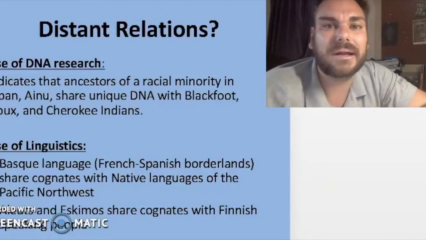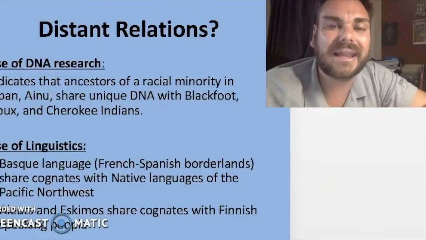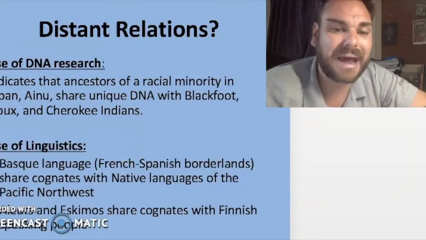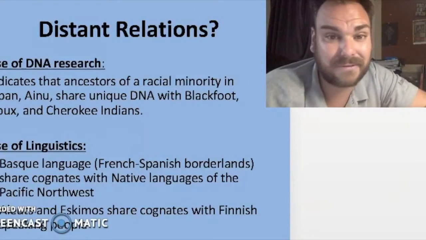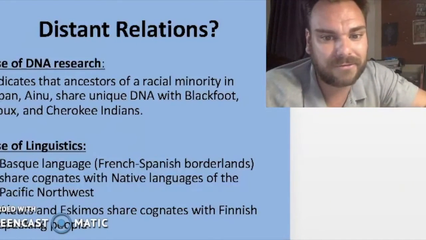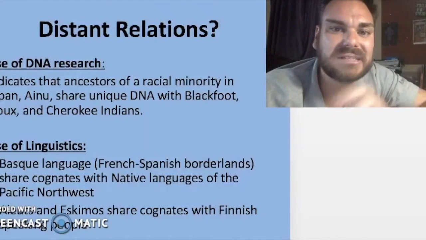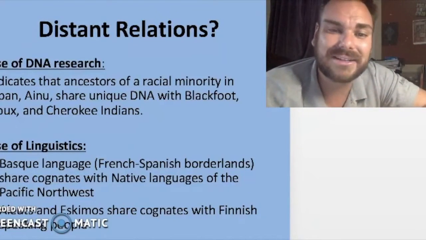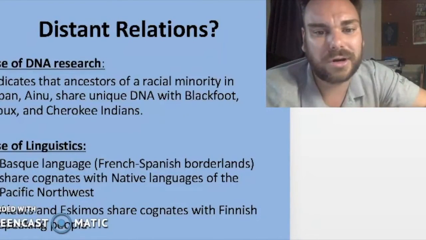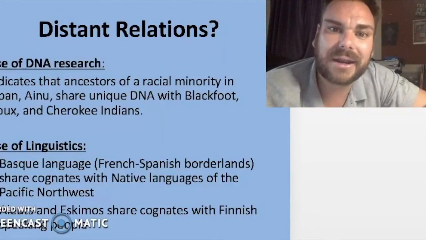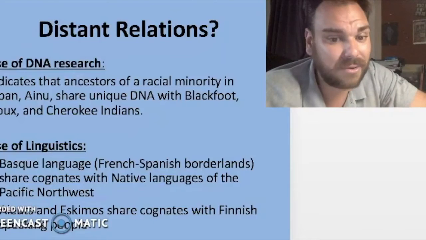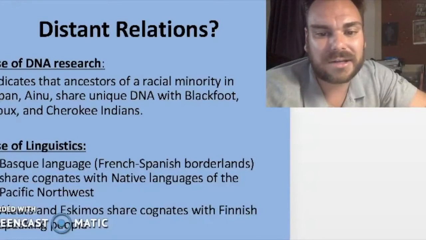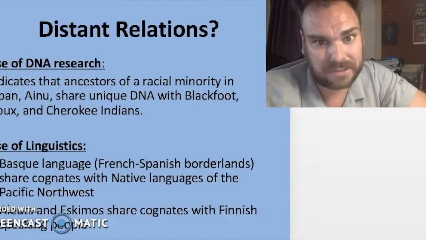Linguists are looking at language similarities. If you look at some of the ancient Basque languages, Basque is still a very big language here in Europe, in the French-Spanish borderlands in the Pyrenees mountain range. But the Basque language shares a lot of cognates, a lot of foundation words, with lots of Native American languages. The Aleutians, the Eskimos, the Inuits, they all share cognates with the Finnish-speaking people.